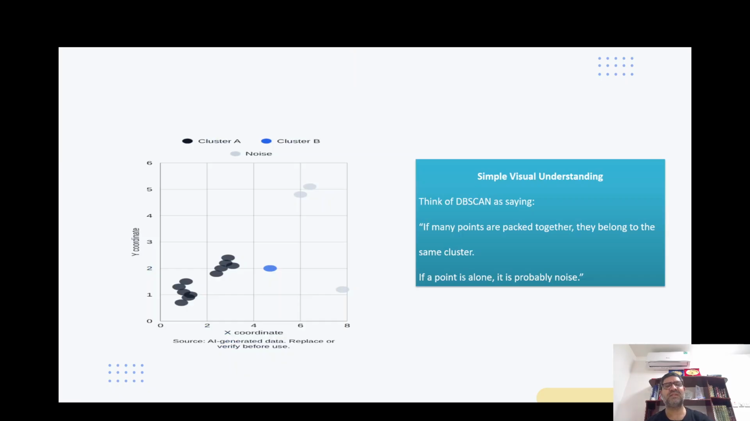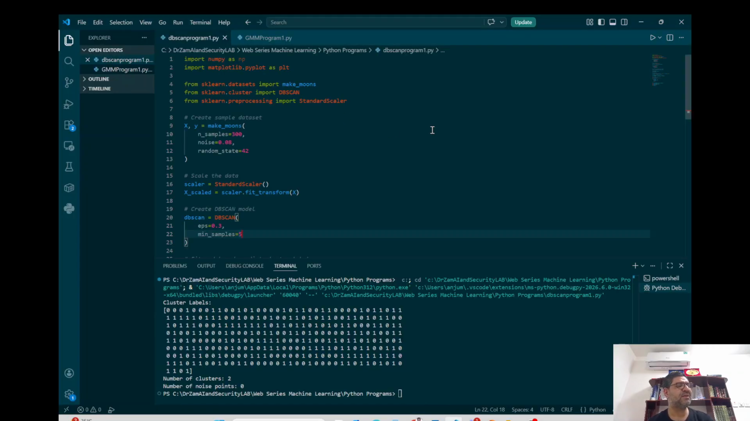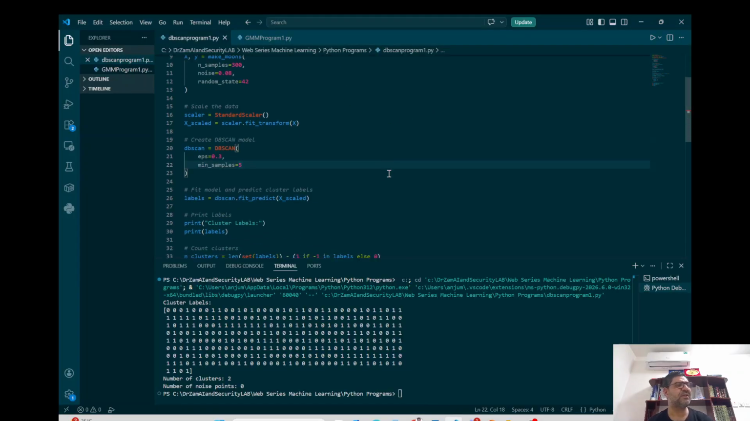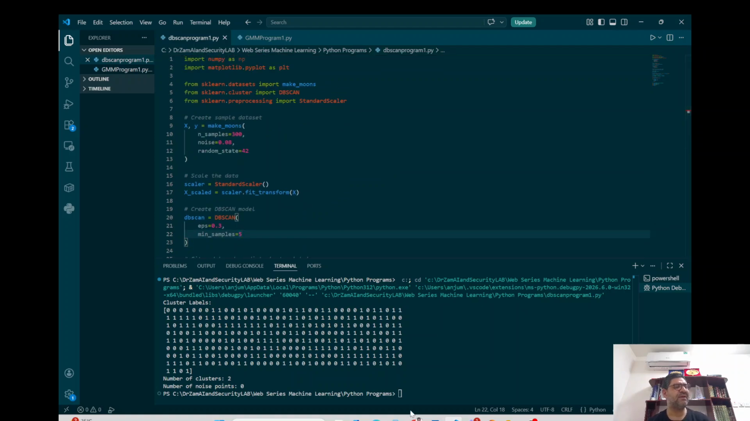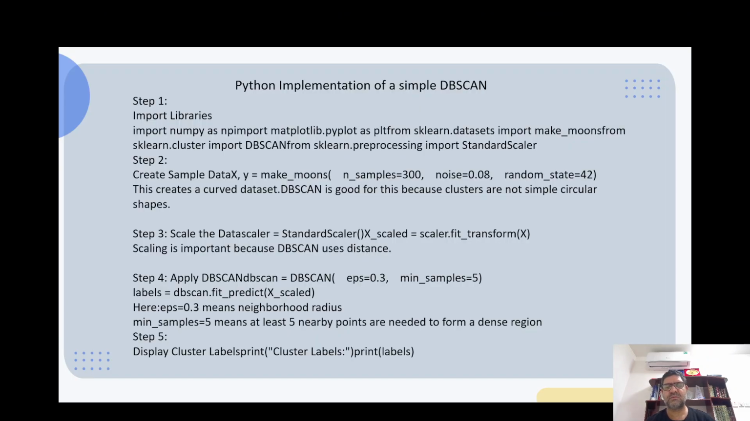These related things we have seen, what they are, and you can see this implementation is first putting the data, and then it is showing the number of clusters that were detected and the number of noise points. Noise points are those which are not falling in a cluster, as we discussed already. So this was the simple implementation of DBSCAN.